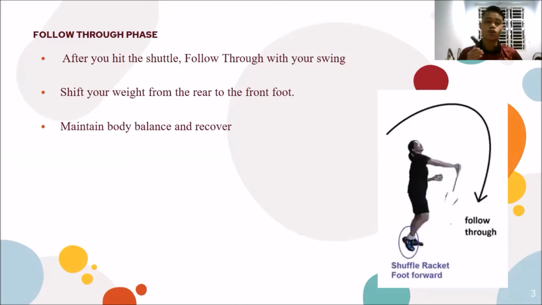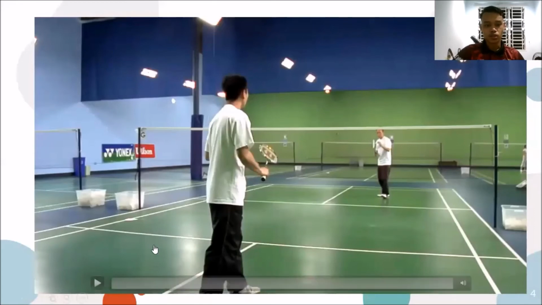And lastly, the follow through phase. After you hit the shuttle, you follow through with your swing and shift your weight from the rear to the front foot to balance your body. It also maintains body balance and helps you recover your position to continue the game. Okay, this is the video of the drop shot in badminton.